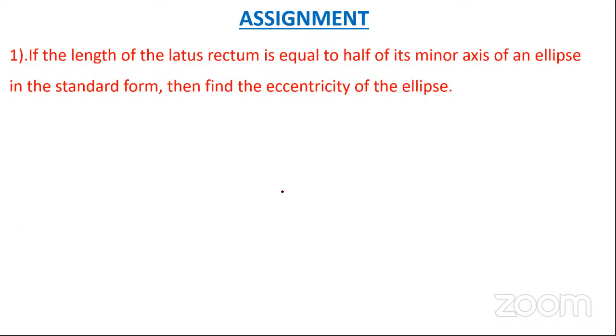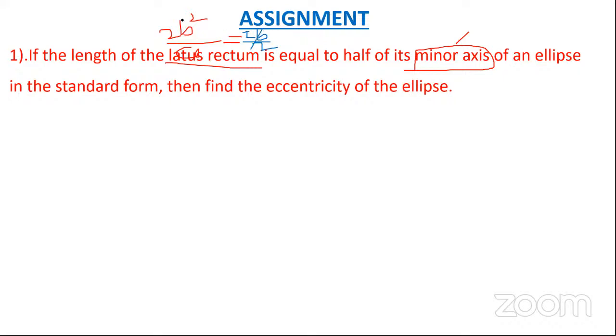Today we discussed this type of sum in the first term, but in the first question he gave the major axis, here only the minor axis. So the length of the latus rectum is nothing but 2b square by a, so 2b square by a equal to half of its minor axis. In the standard form, a is greater than b, so the minor axis is 2b, and half of it is 2b by 2. So you will get 2b square by a equal to b.